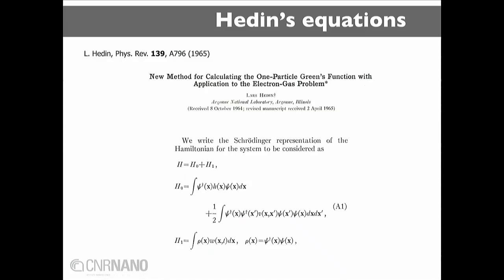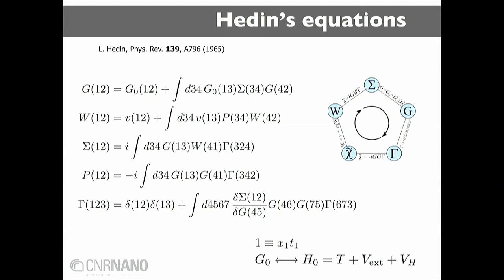So Hedin in 1965 introduced this equation, basically had this perturbation here, and then used a linear response approach with respect to this perturbation, what I think Andrea yesterday called the Schwinger approach. That leads to this set of 5 equations, to be solved self-consistently. So a set of 5 closed equations.